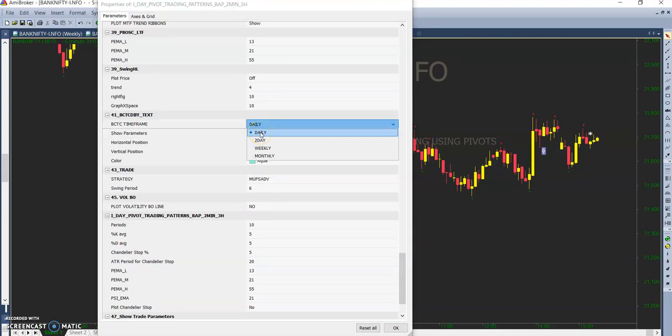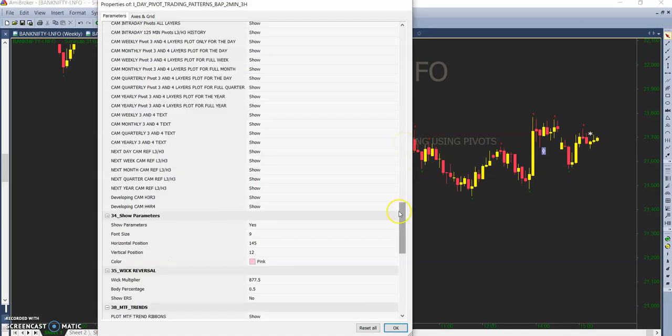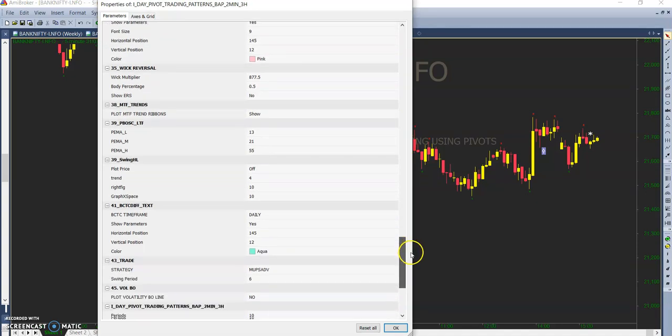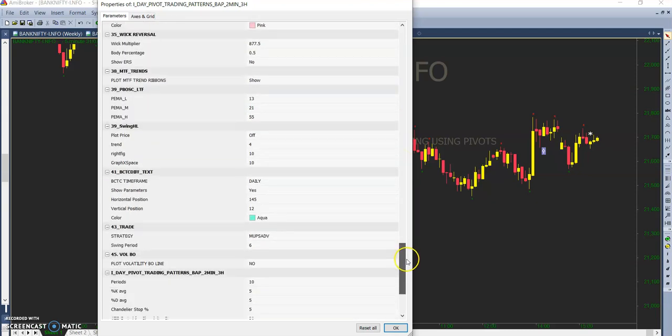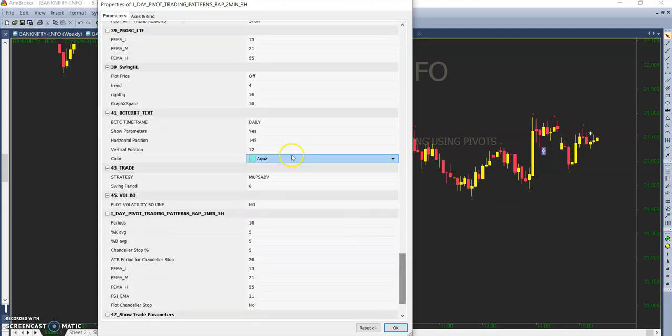If you want the BCTC difference to be displayed based on the daily time frame, you can just click on daily time frame. If you want it to be displayed based on 2-day, you can click on 2-day time frame, and so on and so forth. By default it is based on daily time frame. I suggest not to change this, and by default it is yes. If you have any trade strategies based on this BCTC difference, it will display the text here. So I suggest not to play around with this.